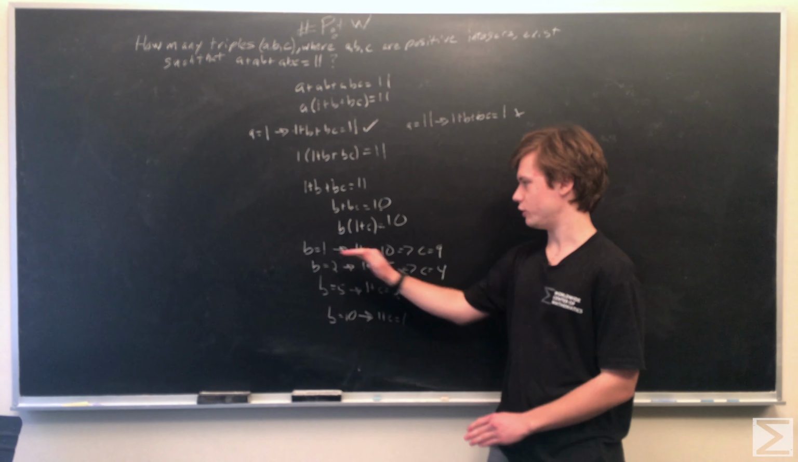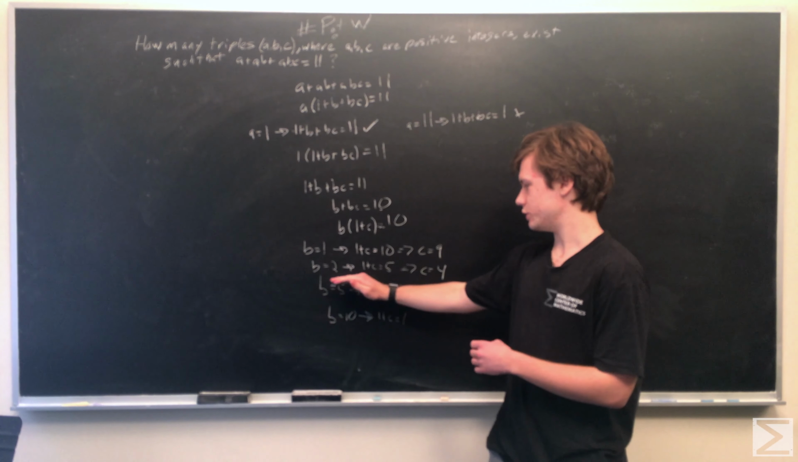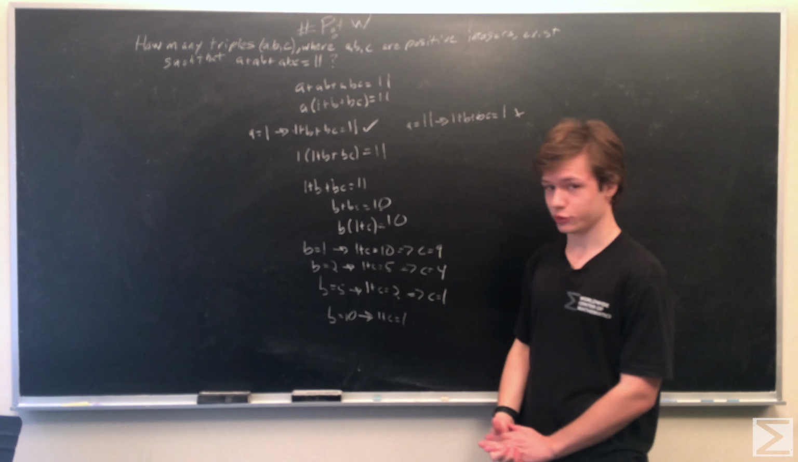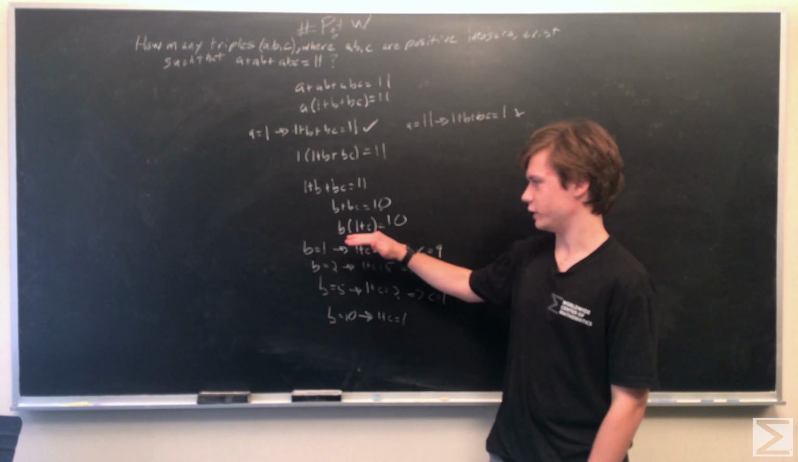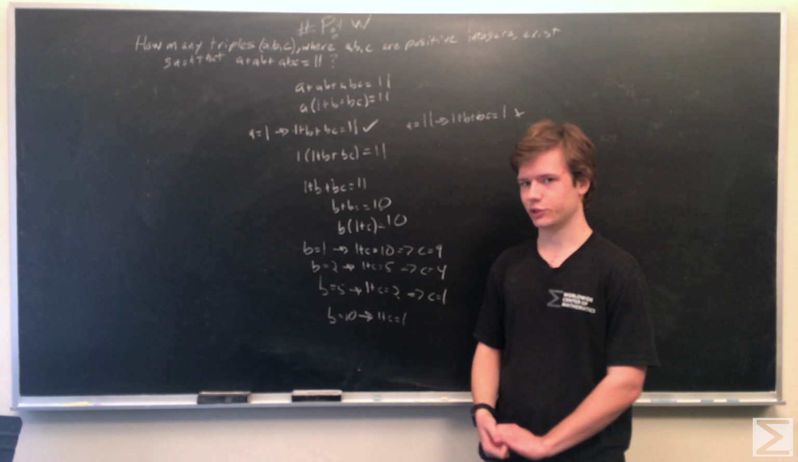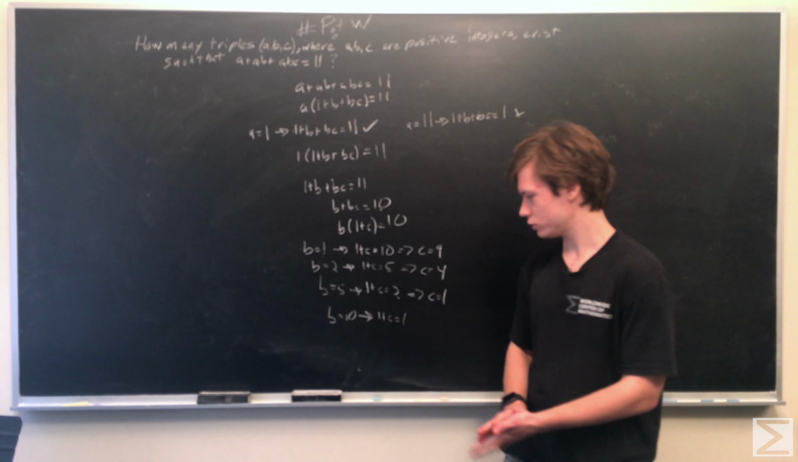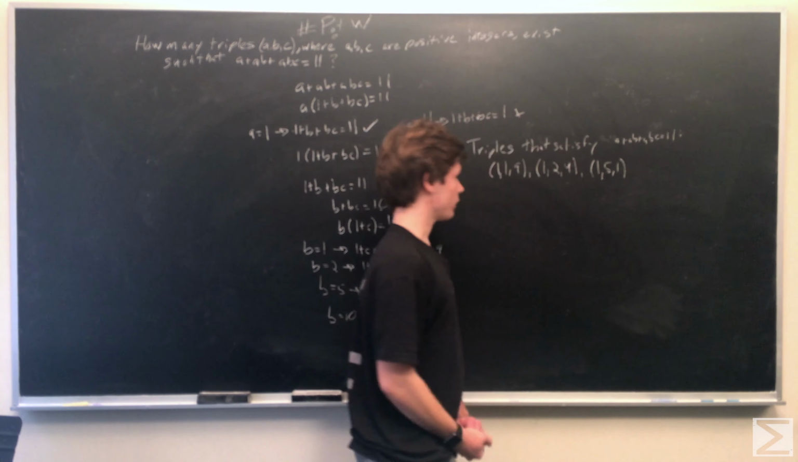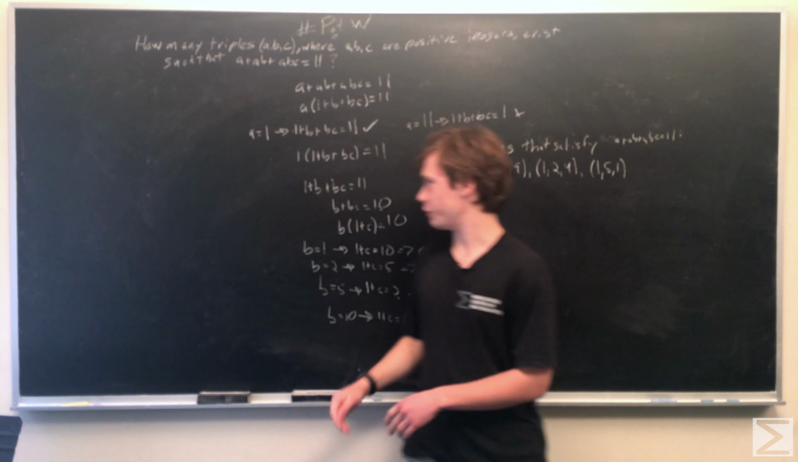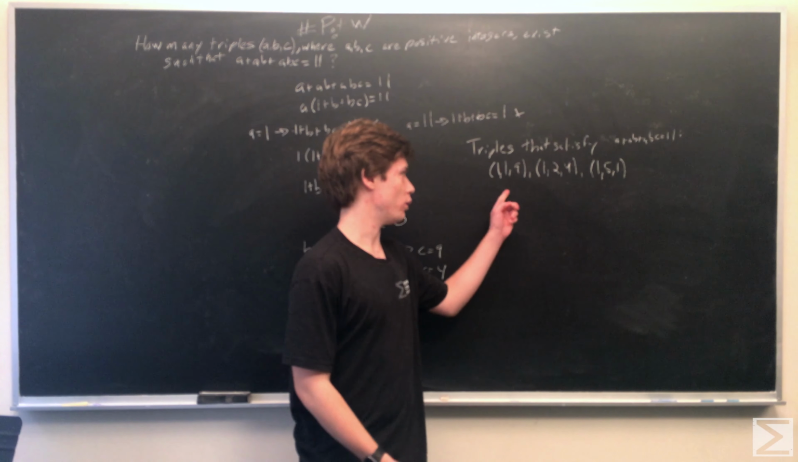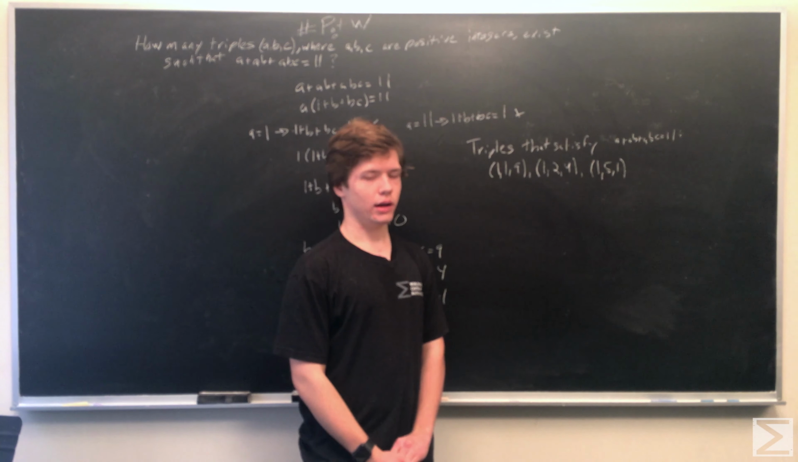If B is equal to 1, C is equal to 9. If B is equal to 2, C is equal to 4. And if B is equal to 5, then C is equal to 1. We can't do anything more with this expression. Now all we have to do is assemble the triples and figure out how many there are. Taking the information that we assembled, the triples we get are (1, 1, 9), (1, 2, 4), and (1, 5, 1).